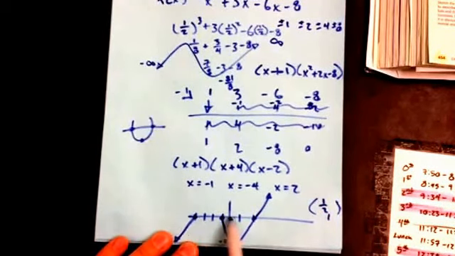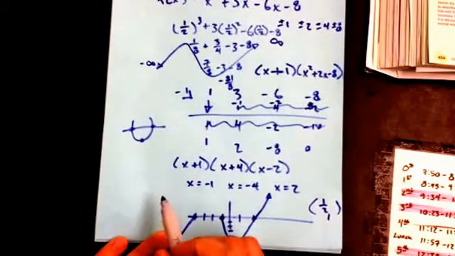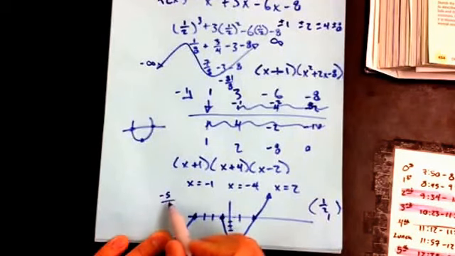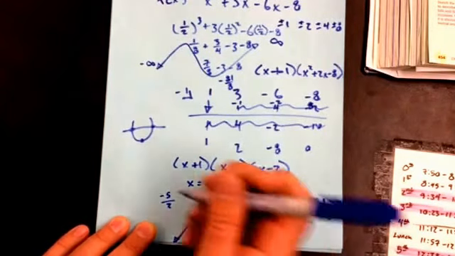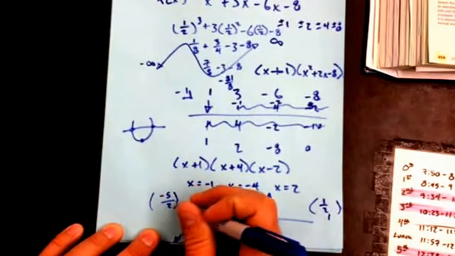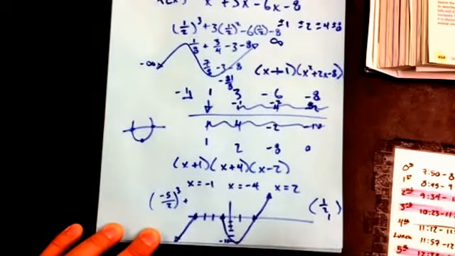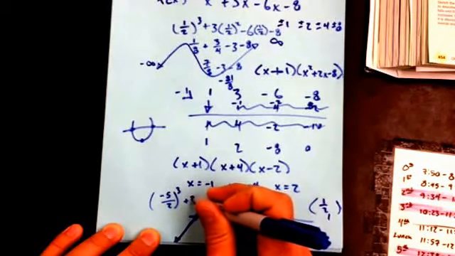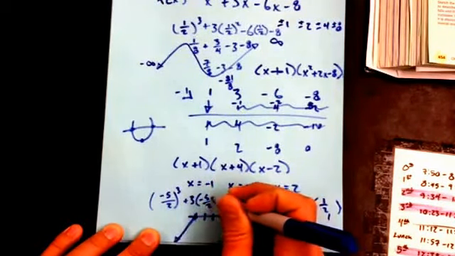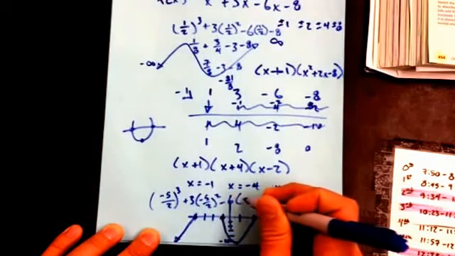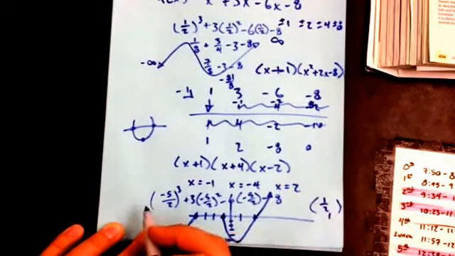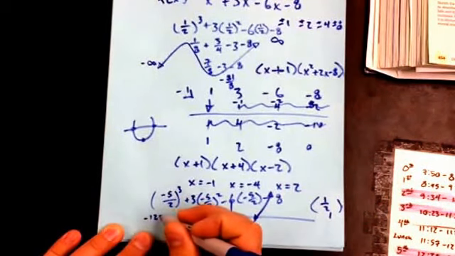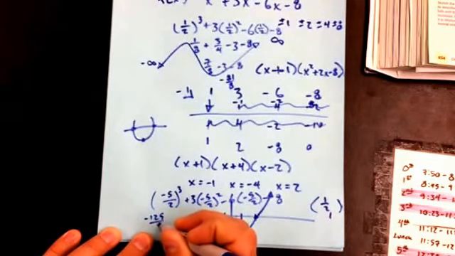Now I'm going to do the same thing in between these two. The vertex has to be halfway in between -4 and -1. So I'm going to add those together, which gives me -5 divided by 2. I'm going to plug that back into the original equation. -5 over 2 cubed plus 3 times -5 over 2 squared minus 6 times -5 over 2 minus 8. This is going to give me -125 over 8.